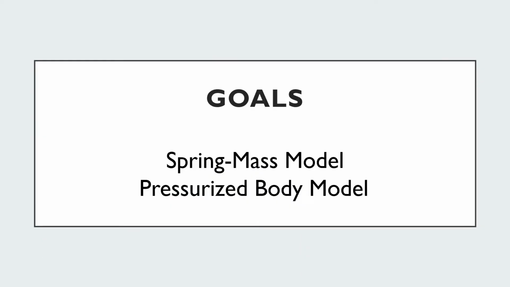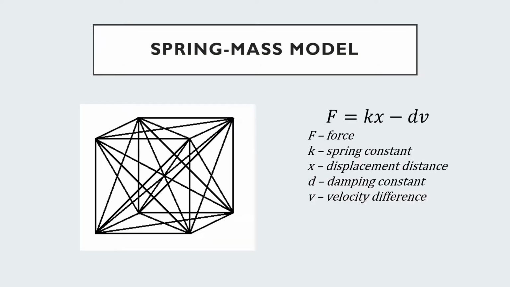To implement soft body deformation in our game engine, I decided to use two different models. First, the spring mass model, and second, the pressurized body model. The spring mass model uses a collection of springs and masses to simulate the internal forces on a three-dimensional object. If you look at the cube on the left, you'll see the 8 vertices in the corners and then a bunch of black lines.